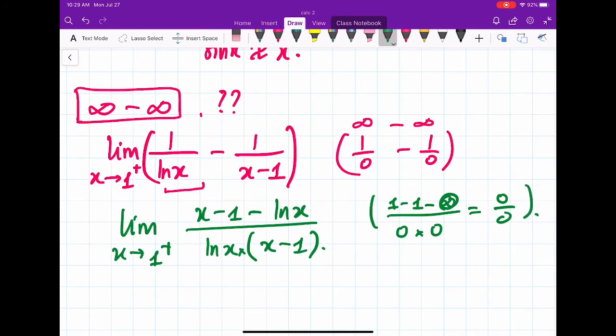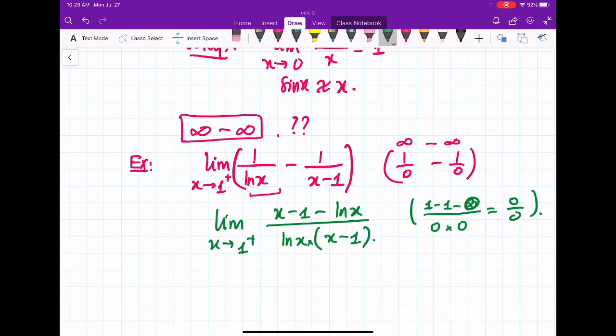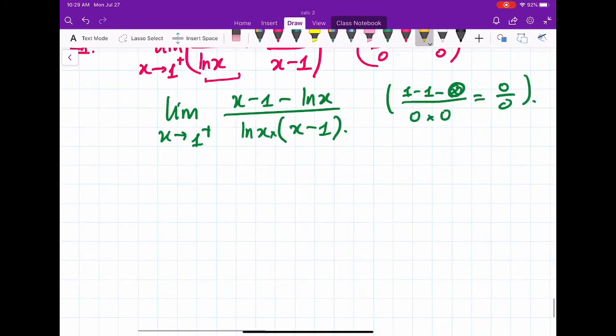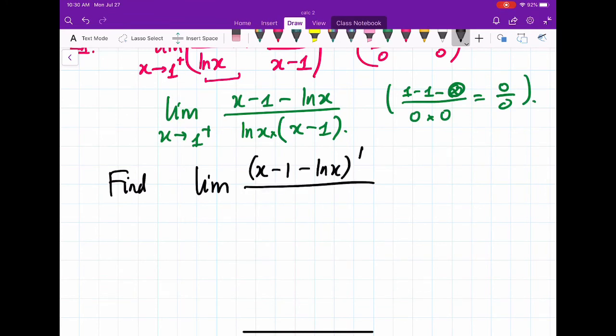We know 0 over 0. So that means sometimes if you get the form infinity minus infinity, you might convert to the form 0 over 0 or infinity over infinity again, right? And we can use the L'Hopital rule. Okay, so let's use the L'Hopital rule for this function. In order to do that, I need to find the limit of x minus 1 minus ln of x derivative divided by ln of x times x minus 1 everything derivative, x approaches 1 plus.